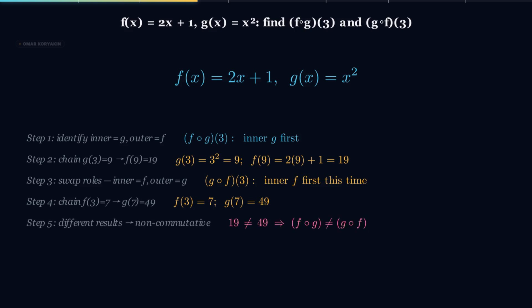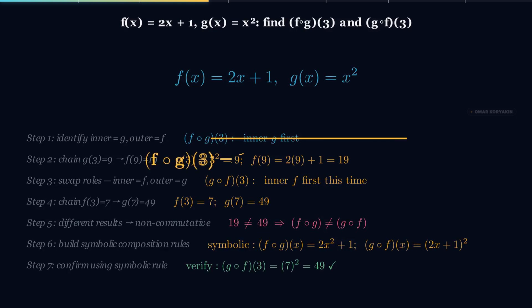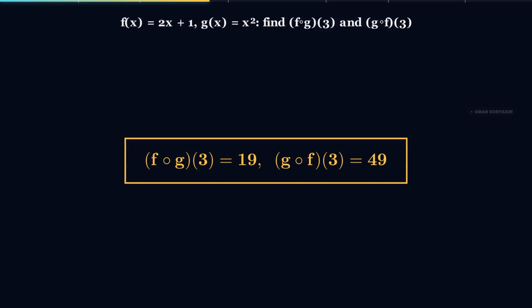Match. Step 5. Sanity check by trying another input. At x equals 0, f composed with g of 0 equals f of 0 squared equals f of 0 equals 1, and g composed with f of 0 equals g of 1 equals 1. Different results at x equals 0 and 2, confirming the non-commutativity holds across multiple inputs. So f composed with g of 3 equals 19 and g composed with f of 3 equals 49.